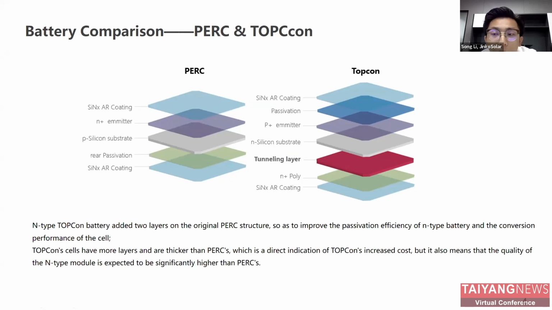Therefore, in terms of technology, the TOPCon battery has more layers and is thicker than the PERC, which leads to an increase in the TOPCon cost, but it also means that the quality and the power generation performance of N-type components are much higher than PERC.